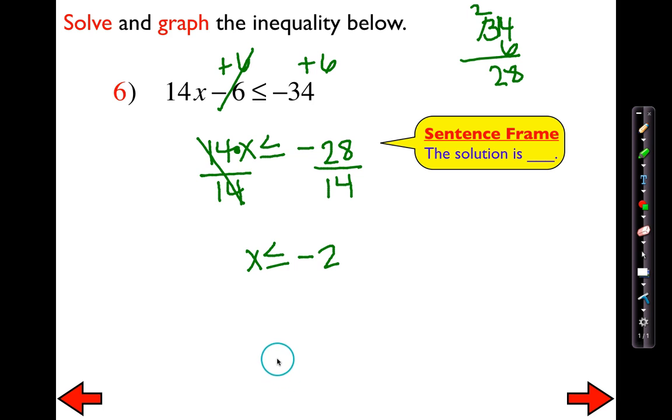Now we're going to go ahead and put that on a number line. First, I'm always starting with an open circle. We're going to go ahead and say x is less than or equal to negative 2, so less than is going to go ahead and go to the left. But because it includes the equal to, we're going to include the negative 2 by filling it in. And there you have it.